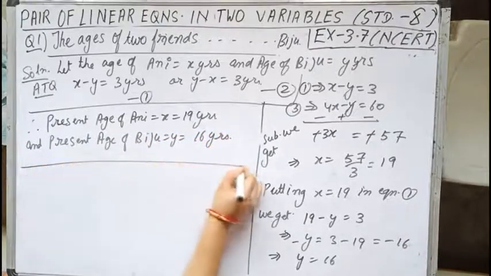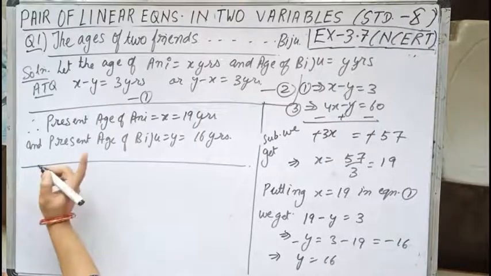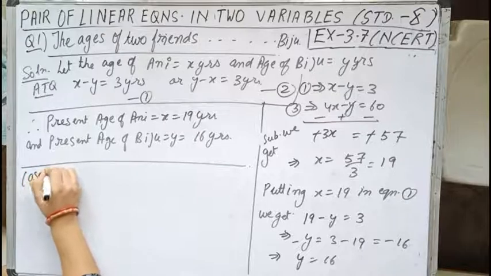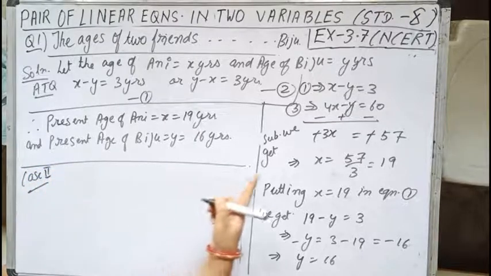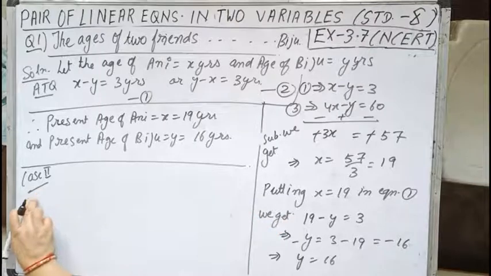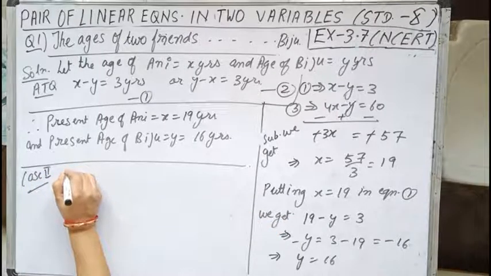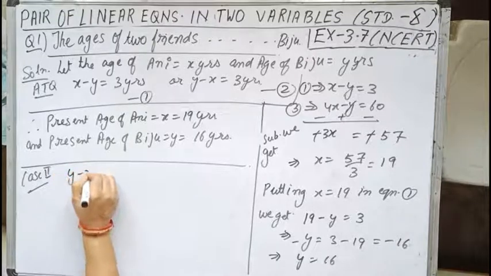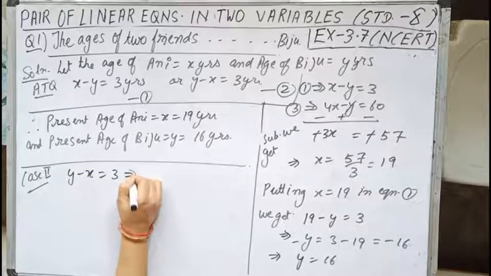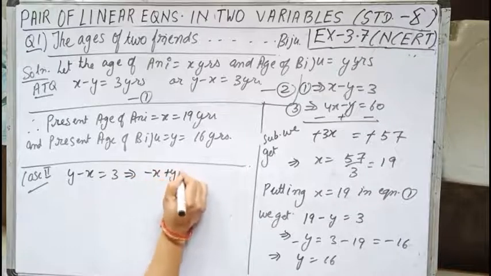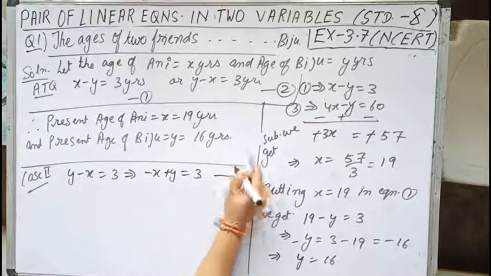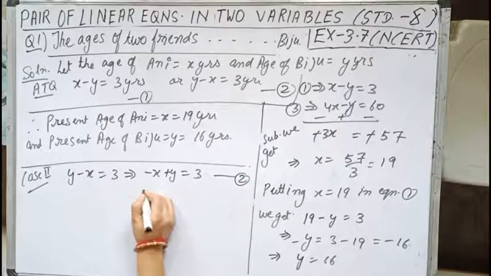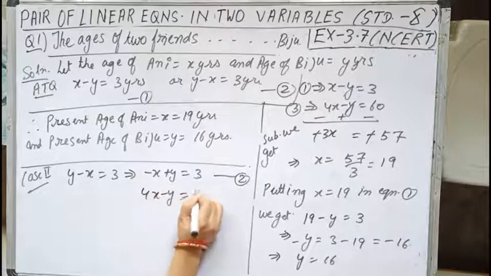Now let us go to second case. There, children, if you can write case 1, it will be good. Now let us write case 2. There where we started the solution, there you write case 1. Now case 2, where we have y minus x equals 3, that is minus x plus y equals 3. This was equation number 2, and equation number 3 was 4x minus y equals 60.